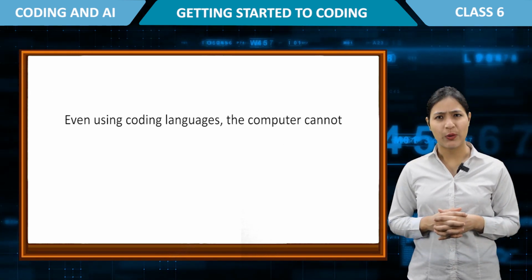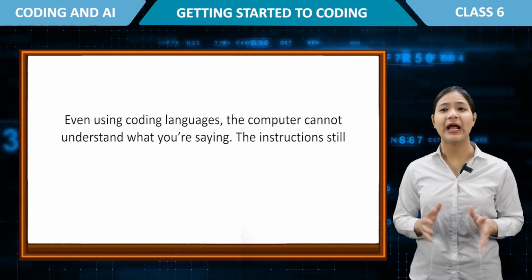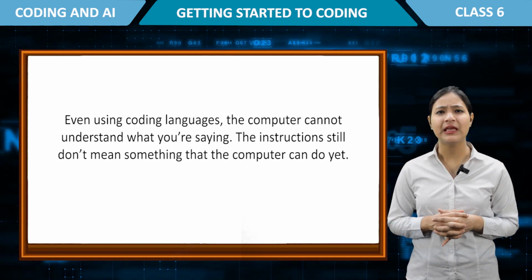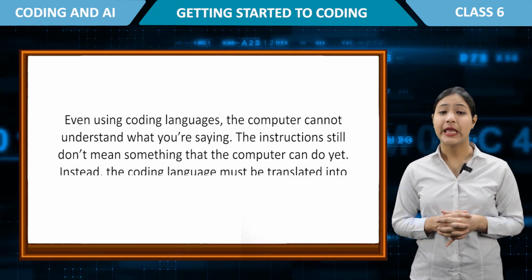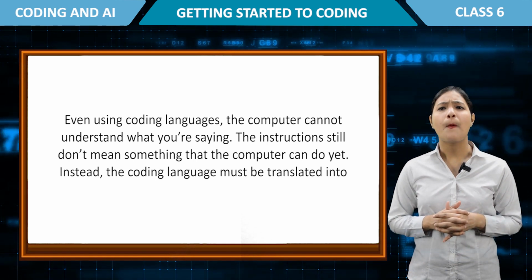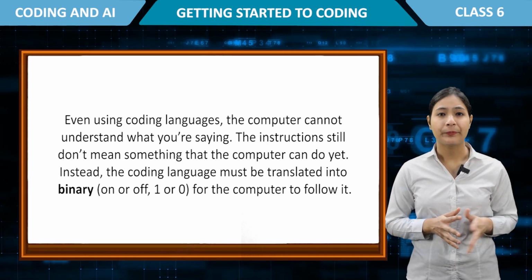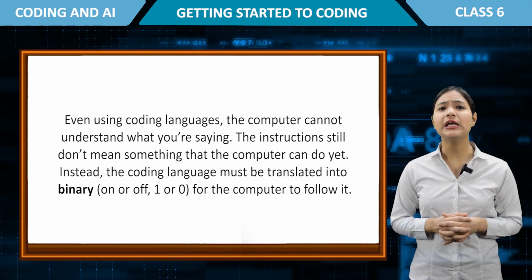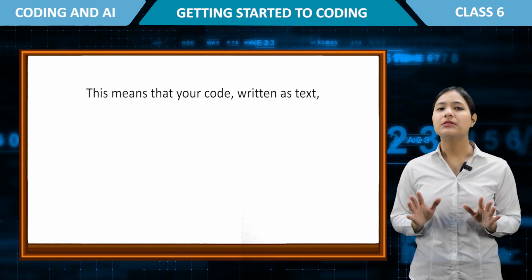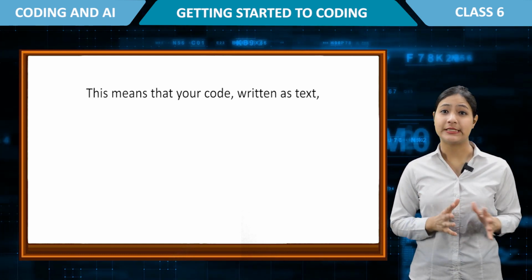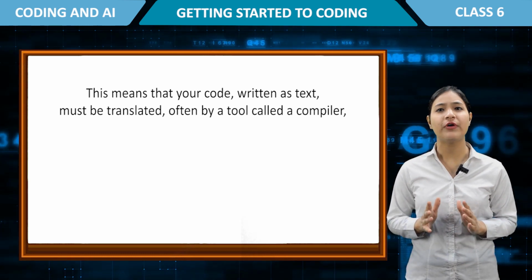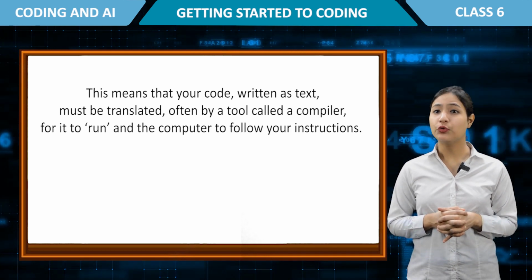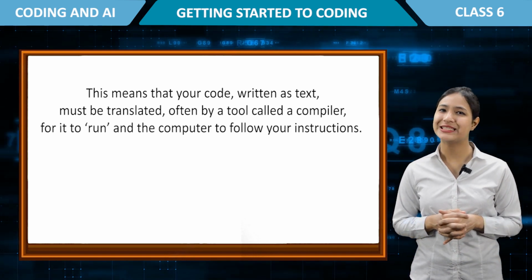Even using coding languages, the computer cannot understand what you are saying. The instructions still don't mean something that the computer can do yet. Instead, the coding language must be translated into binary, on or off, 1 or 0, for the computer to follow it. This means that your code written as text must be translated, often by a tool called a compiler, for it to run and the computer to follow your instructions.